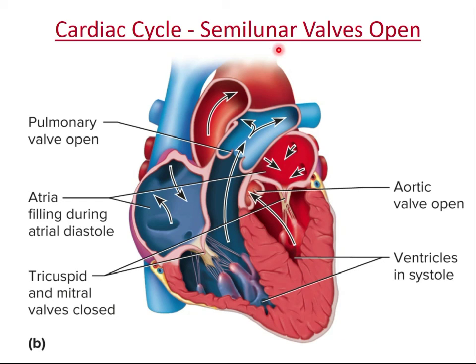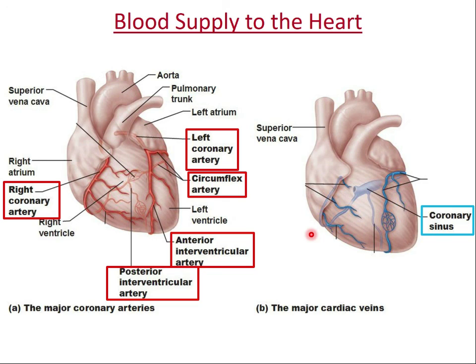And then we have the semilunar valves, when the ventricles contract. When the ventricles contract, the tricuspid and the bicuspid valves are closed, so blood cannot go back into the atria. And then the semilunar valves are opened, allowing blood flow into the pulmonary artery from the right ventricle and into the aorta from the left ventricle. So please be able to identify which valves open and close during what part of the cycle.